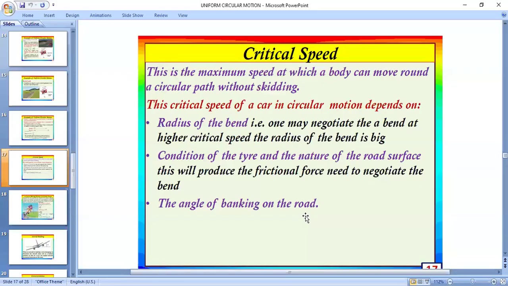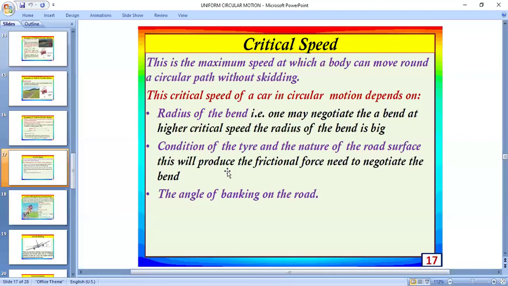So you can see the weight here has not been factored in, so it's not a factor. It's the condition of tires and nature of the road, radius of the bend, and angle of banking. Those are the three factors affecting critical speed.